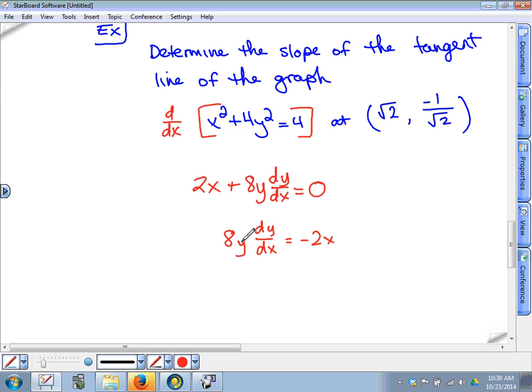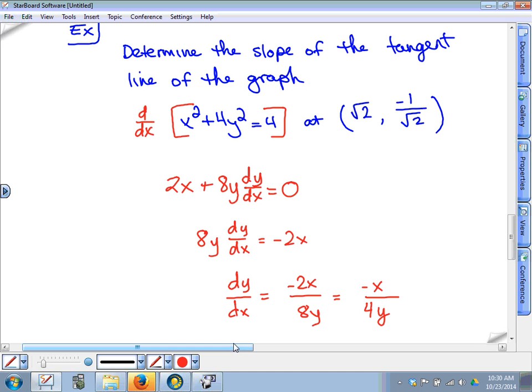Divide by 8y. So dy dx equals negative 2x over 8y. Well, let's simplify that a tiny bit more. Negative x over 4y. So this is the derivative right here.